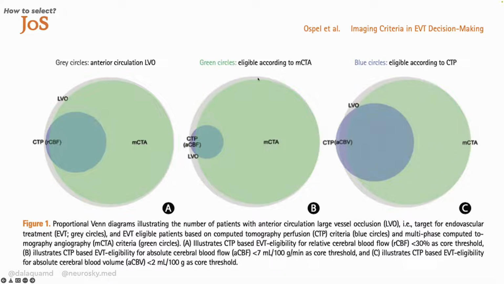We see all the patients that are represented in gray that had proximal LVO, and patients that were selected by CTP are represented in purple, and patients that are selected for treatment by the MCTA criteria are selected in green. So you can see how different in the circles is the selection for the treatment, and how many patients that would benefit from treatment can be excluded if we use the CTP approach.